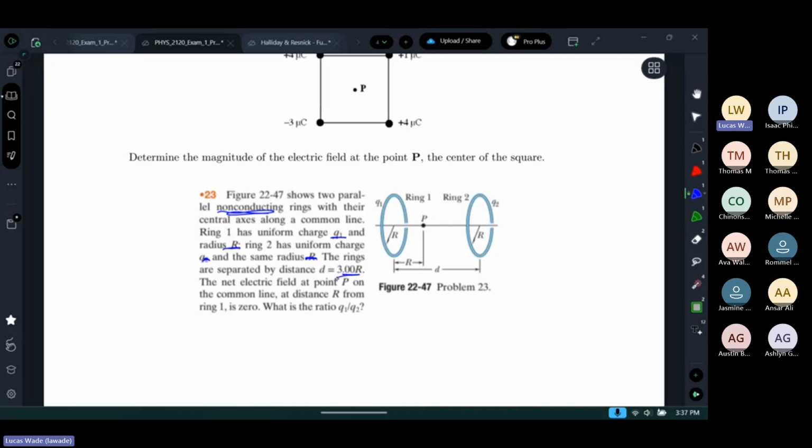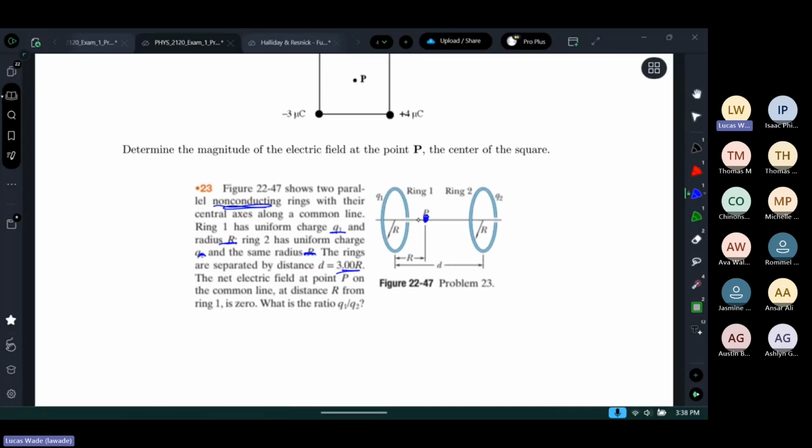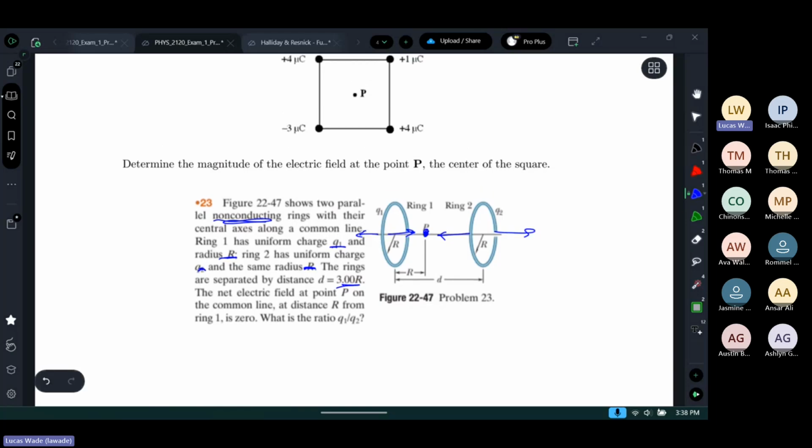The rings are separated by a distance of 3R. The net electric field at point P is 0. What is the ratio of Q1 to Q2? If the field here is 0, I've got 2 options for the way the field points for either ring. Could be away from each if they're both positive. Could be towards each if they're both negative. Could be away from one and towards the other if one's positive, one's negative.